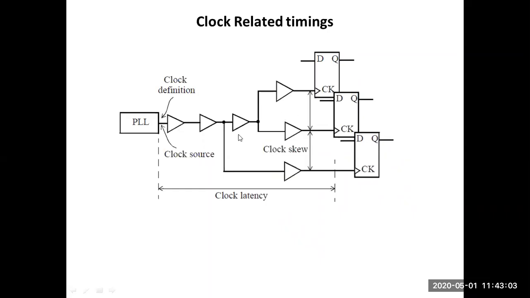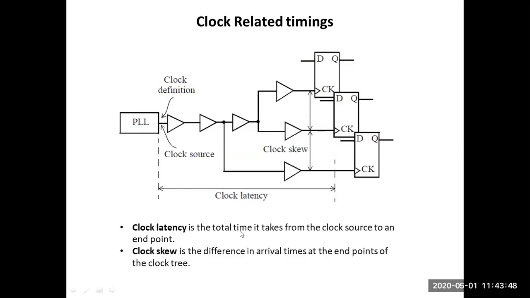Now for the clock, there is a term called clock latency. This clock latency is defined as the total time it takes from the clock source to the end point. So that total time will be the clock latency. Similarly, here, the clock latency will be the time from where the clock is generated to where it reaches here. That will be the clock latency for this path. Similarly, there will be a clock latency for this path also. And that path will have the total delay of these gates as well as the delay associated with the wires.